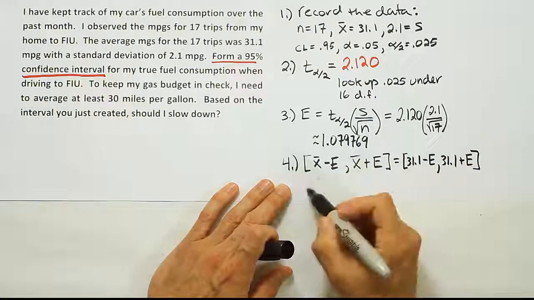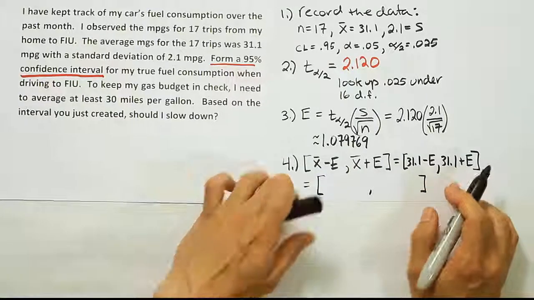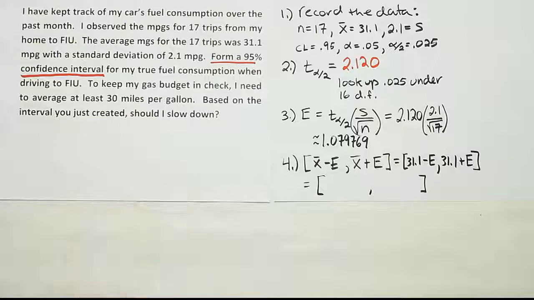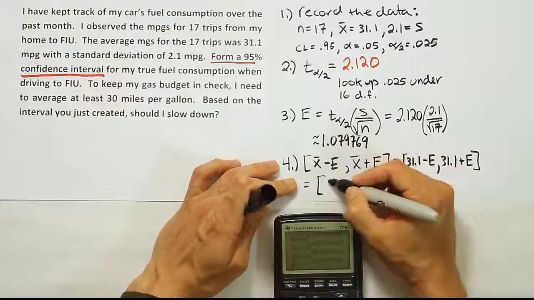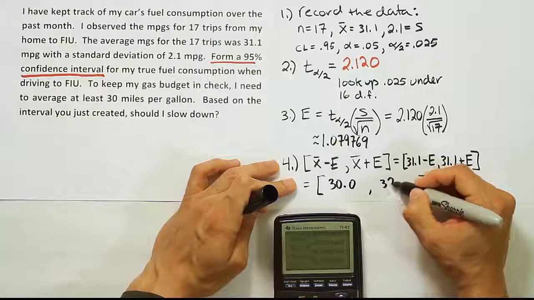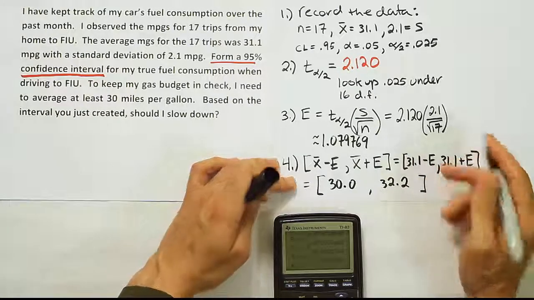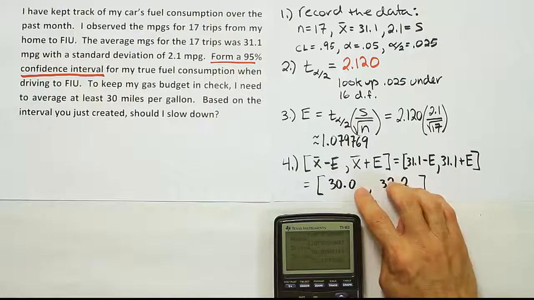And when you're done doing that, you'll end up with the following interval. It'll be 31.1 minus the error we had, and then 31.1 plus that same error. So the interval becomes 30.0 and 32.2. Okay, so that's rounding it to the tenths place.